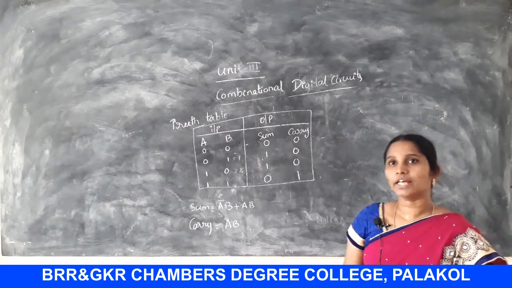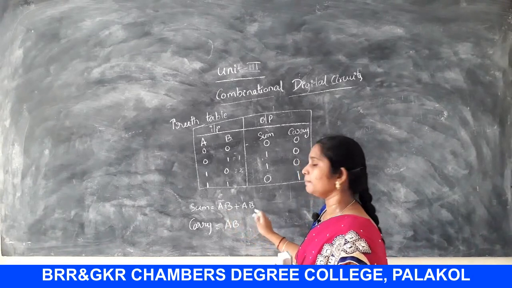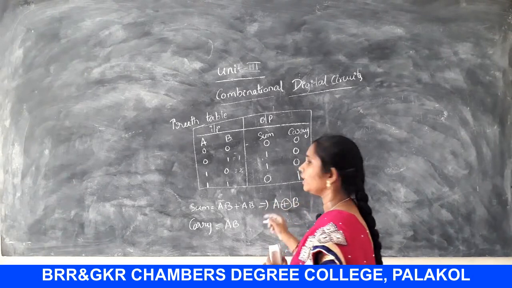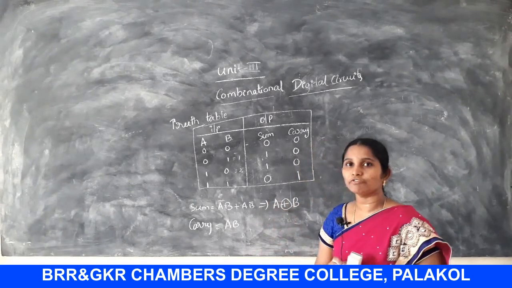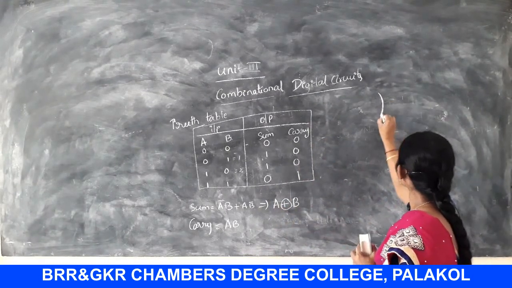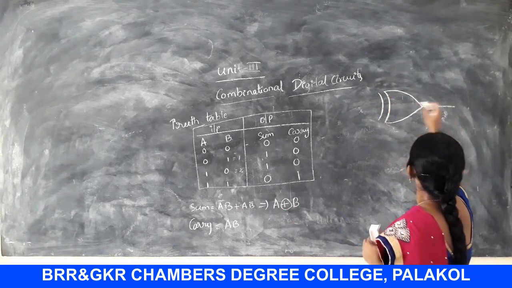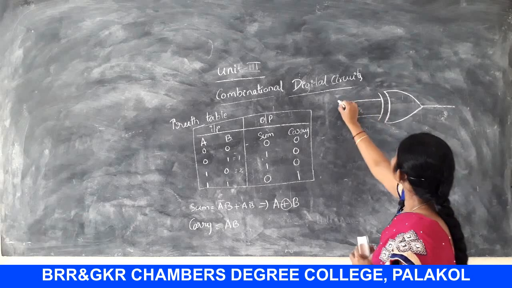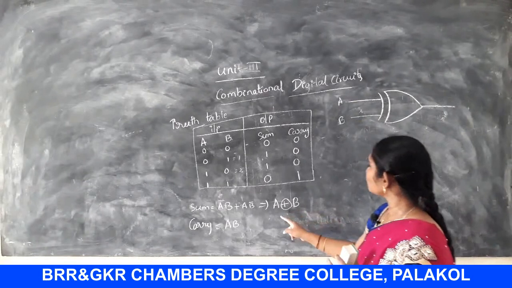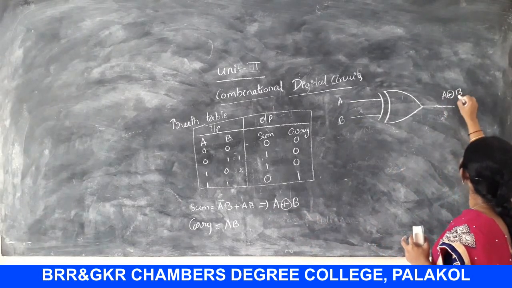Draw the logic circuit here. Okay. So here A bar B plus A B bar is nothing but A XOR B. We have already discussed, this is the expression for XOR gate. So A XOR B is nothing but we have to use the XOR gate here. So this is the XOR gate. One input is A and another input is B. And the next one is the sum. The sum result is A XOR B is equal to sum.